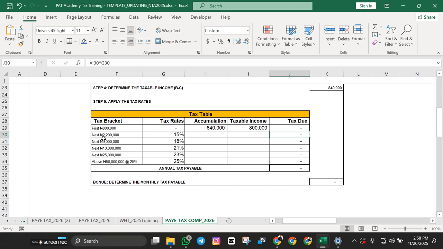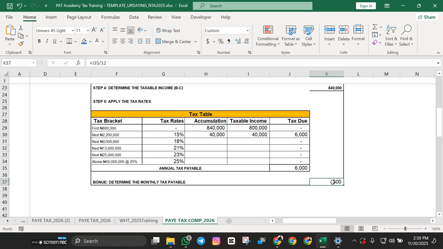So the law now says the next 2.2 million should be taxed at 15%. But after taking out 800,000, what are we going to have left? Now we can calculate it. We say this equals this 840,000 naira minus the 800,000 naira that we have already taxed. The remaining balance to be taxed is 40,000 naira. So under the taxable income, what we are going to be taxing is the 40,000 naira, and this is the tax that this person will pay annually.